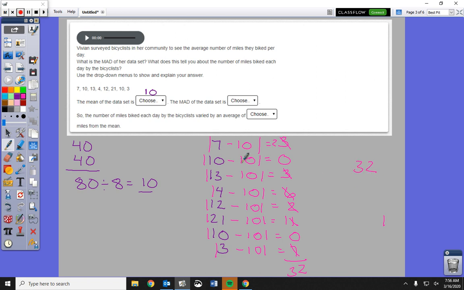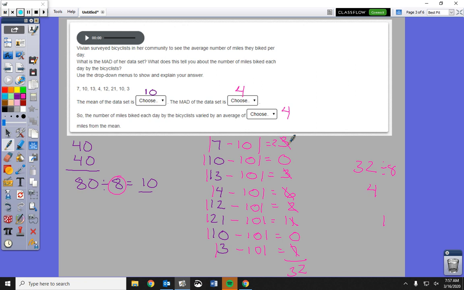2 and 3, I have 32. I have 1, 2, 3, 4, 5, 6, 7, 8. Same here, 8 bicyclists here, so I divide this by 8. I get an answer of 4. The MAD of the data set is 4. So the number of miles biked each day by the bicyclists varied by an average of 4 miles from the mean.